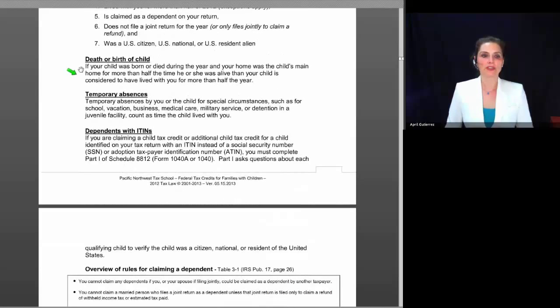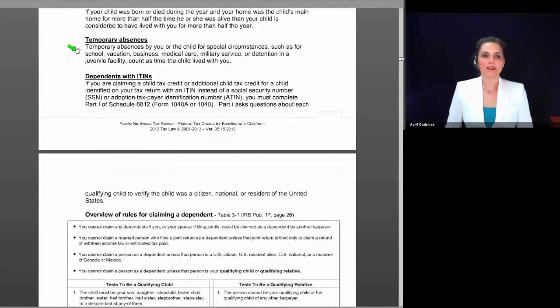Death or birth of the child. If your child was born or died during the year and was in your home, and your home was the child's main home for more than half the time that he or she was alive, your child is considered to have lived with you for more than half the year. Temporary absences. Temporary absences by you or the child for special circumstances, such as for school, vacation, business, medical care, military service, or detention in a juvenile facility, count as time that the child lived with you.